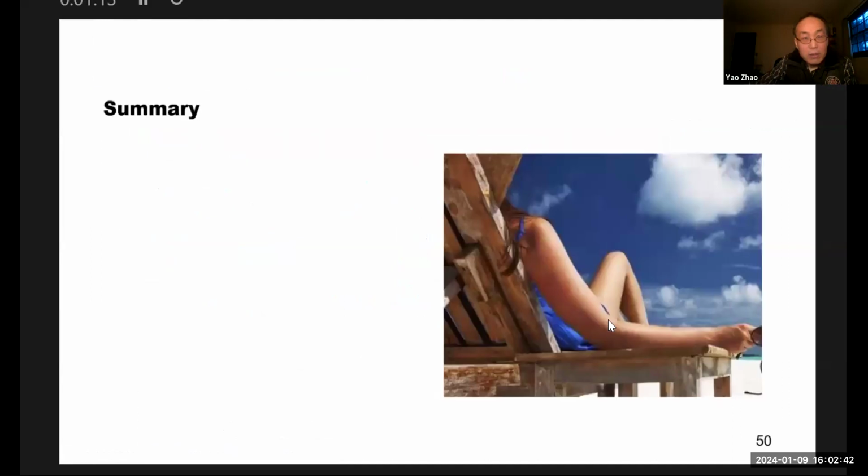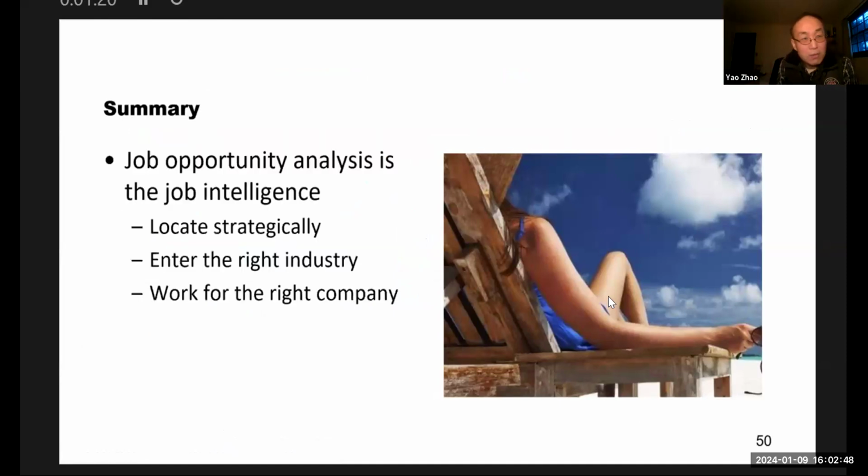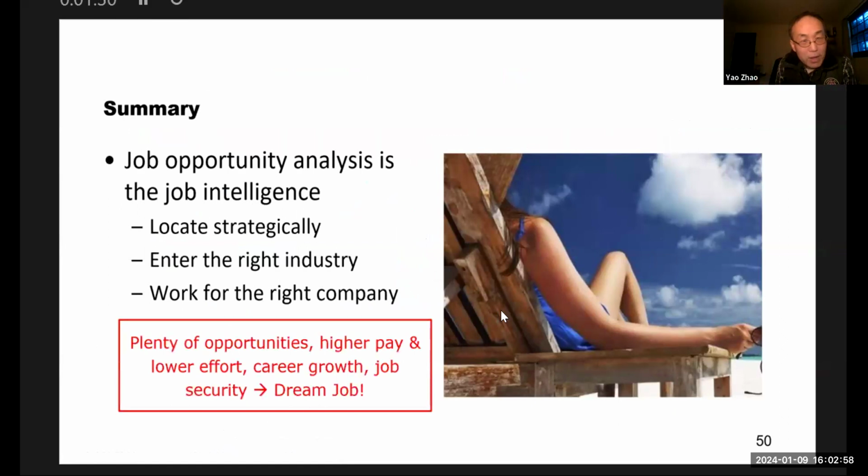Okay, let me summarize, and then I'll share with you the feedback from students. Then we're all done. Job opportunity analysis is job intelligence. We have to locate strategically, enter the right industry and work for the right company. Doing so, we get plenty of opportunities, higher pay and lower effort, career growth and job security. And that is a dream job.